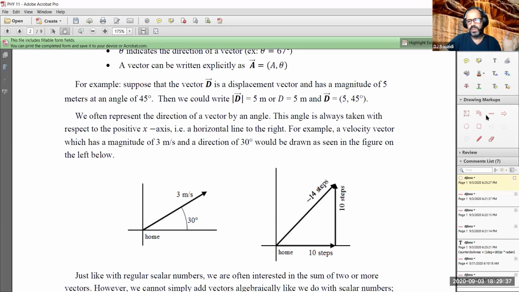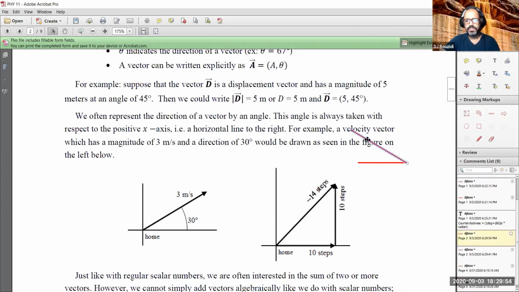So let's say, for example, somebody gave you these vectors. I have this vector, and I have this vector, and I want to add them up. So the first thing you do is grab one of them and draw it on top of the other. So if I do it this way, the resulting vector is from here to here, okay?